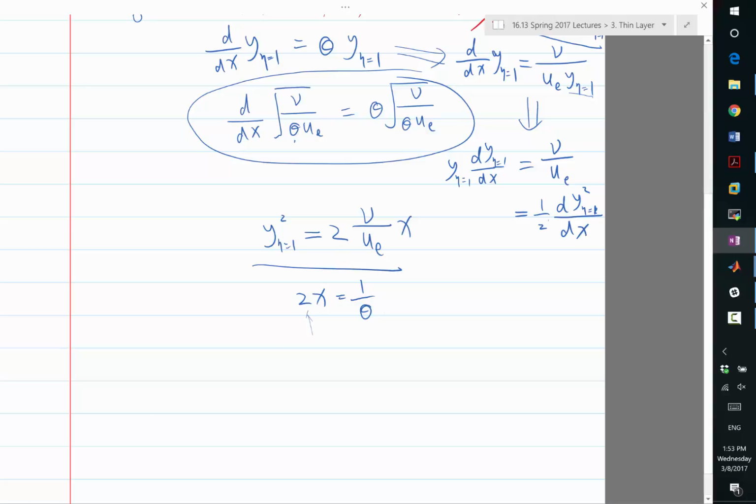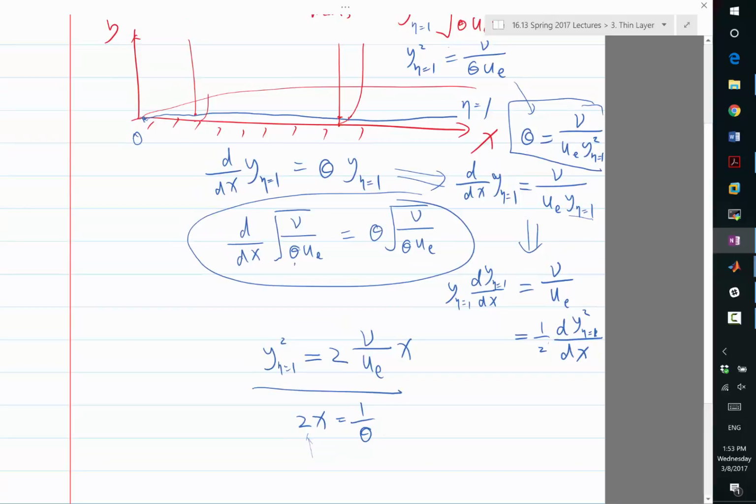The choice of eta equals 1, is that just arbitrary? That's arbitrary. You derive exactly the same equation. You derive this to be exactly the same using, let's say, eta equal to 2 or eta equal to any constant.